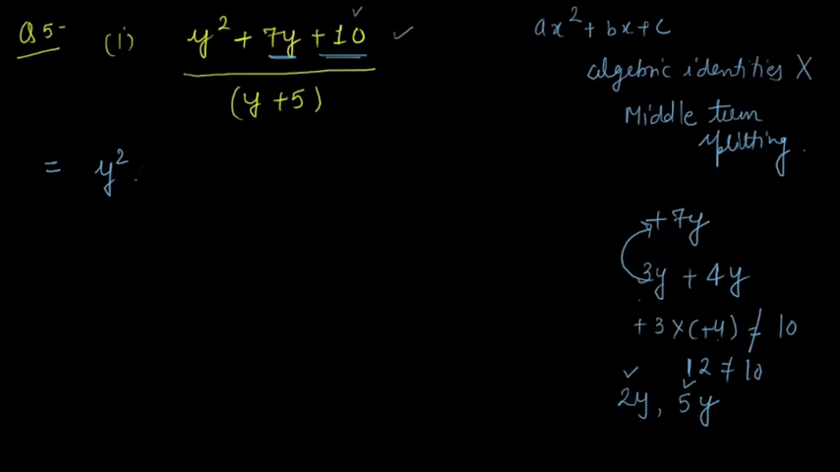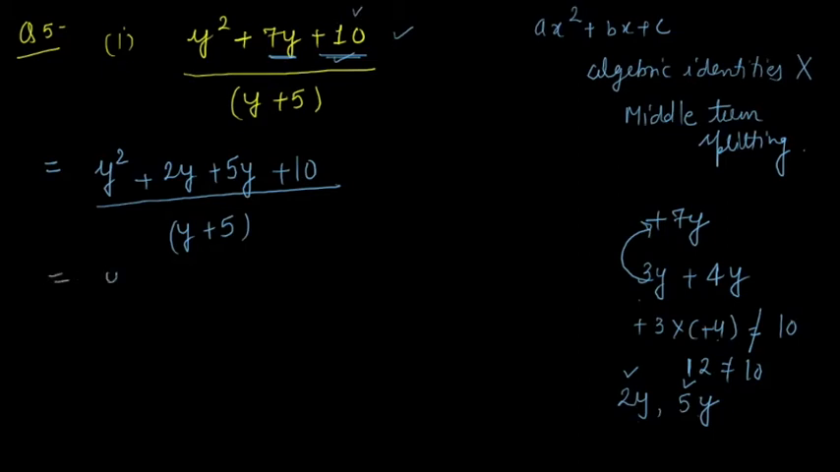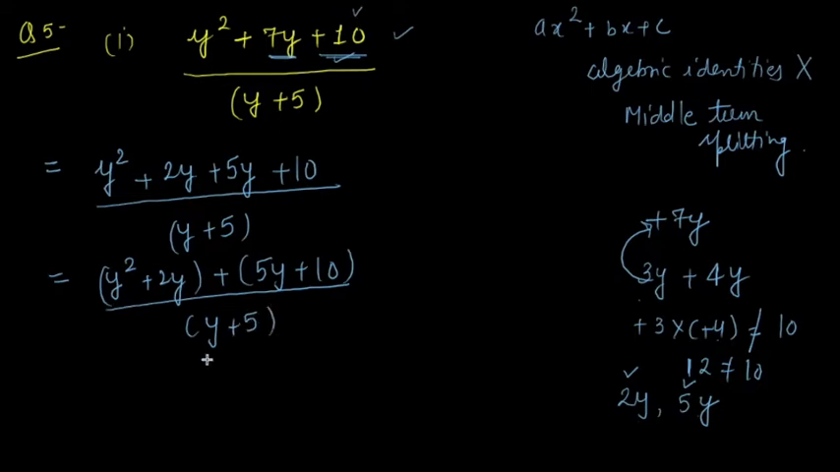It means we can write 7y as 2y plus 5y, and this last term plus 10 as it is y plus 5. Now again, let's recall the rules. When we have 4 terms, we have to do the regrouping in the numerator. Let's regroup y square plus 2y in one bracket, 5y plus 10 in another bracket, and let's copy the denominator as it is.